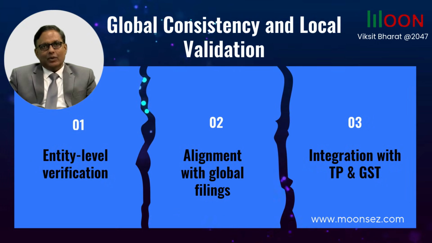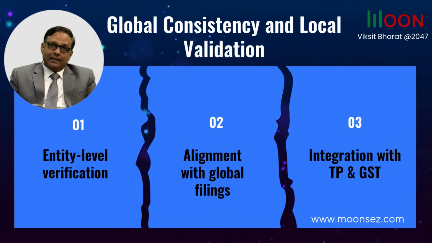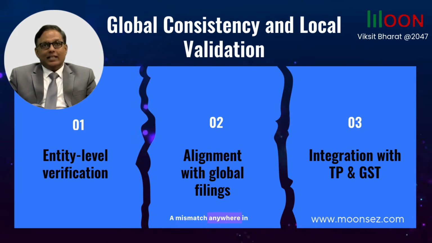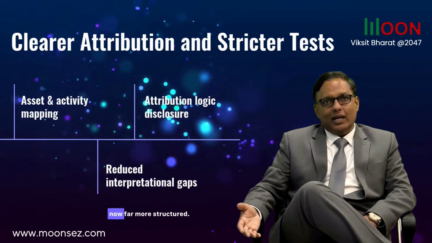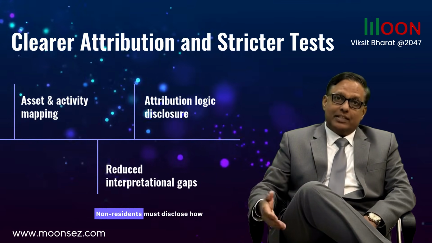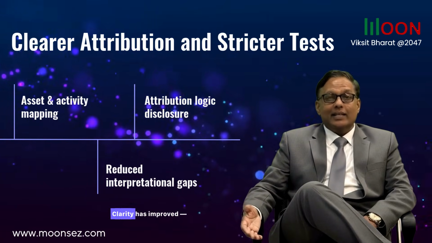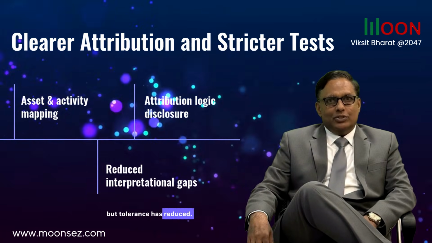Country-by-country reporting is now tightly aligned with global filings. Entity-level inconsistencies are automatically detectable. A mismatch anywhere in the group can trigger scrutiny in India. Income attribution rules are now far more structured. Non-residents must disclose how income is linked to Indian assets and activities. Clarity has improved, but tolerance has reduced.